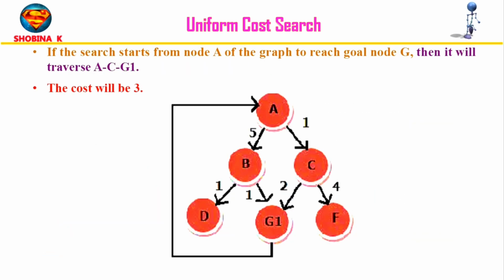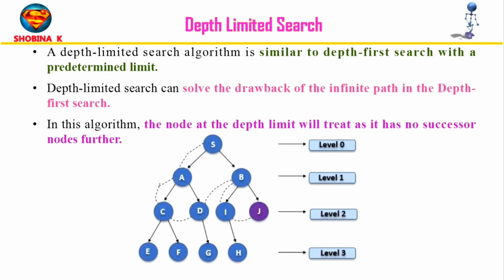And here is an example for uniform cost search algorithm. In this figure, you can see the search starts from the node A of a graph to reach the goal node G as it traverses A, C, and G1. So the cost will be 3. We can say the uniform cost search is an optimal algorithm as it chooses the path with the lowest cost only. And next we have depth limited search algorithm. This algorithm is similar to depth first search with a predetermined limit.